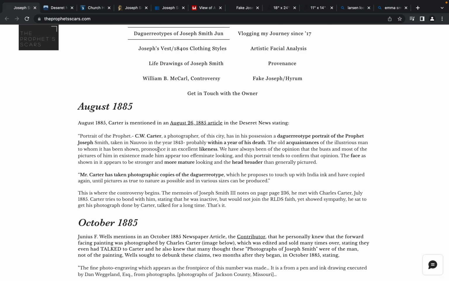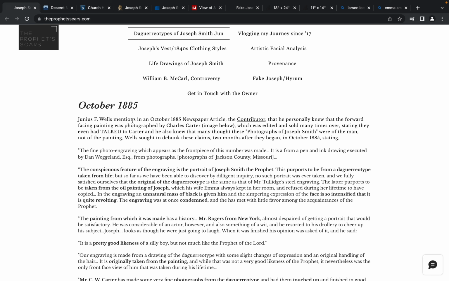And so here you can just read the excerpt of it: daguerreotype portrait of the prophet, 1843, within a year of his death, the old acquaintances of the illustrious man pronounce an excellent likeness. If they thought it was a real photo of a man, of course it's an excellent likeness, right? And trying to touch it up until it looks as true to nature, things like that. They're trying to make a painting look like a real photo. Does that make sense?